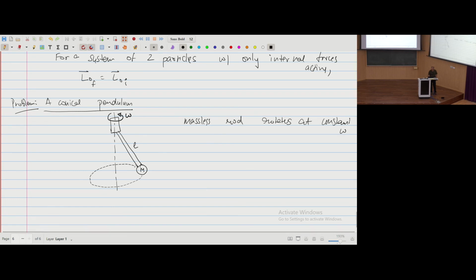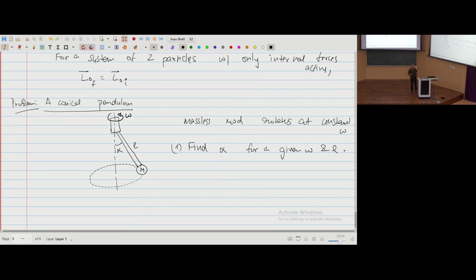It rotates at constant omega. So the first part is to find the angle alpha for a given omega and length L of the rod. Now, is the intuition clear that if omega is larger, the angle alpha increases? Let us solve the problem and find out what alpha is for a given omega. You can do it yourself as well. It is not very complicated.